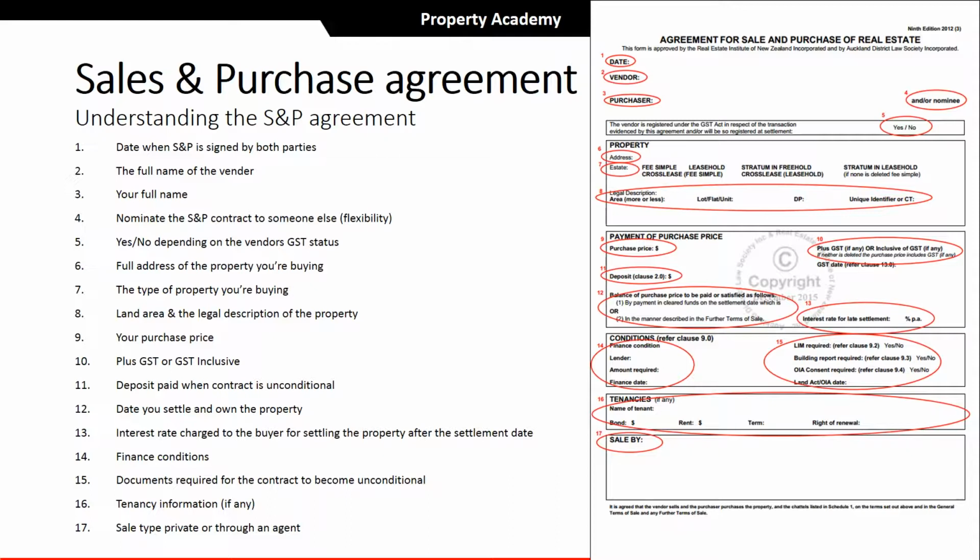Now, number 3 is the purchaser's information. So this can be your personal name or your company name or a nominated company. And this is where you put their entity. This is where you write it. Number 4 is nominating the S&P to someone else. So you can either highlight yes or no, and basically it gives you more flexibility and another option if you decide not to settle the property yourself.